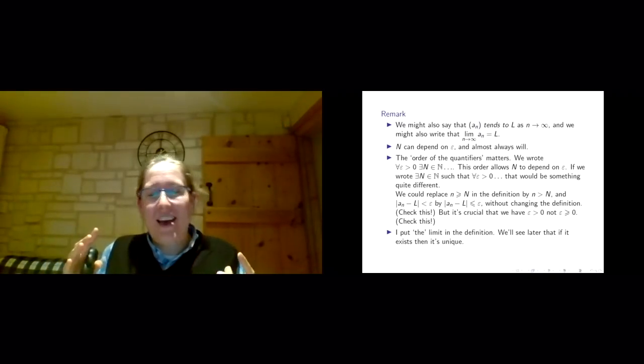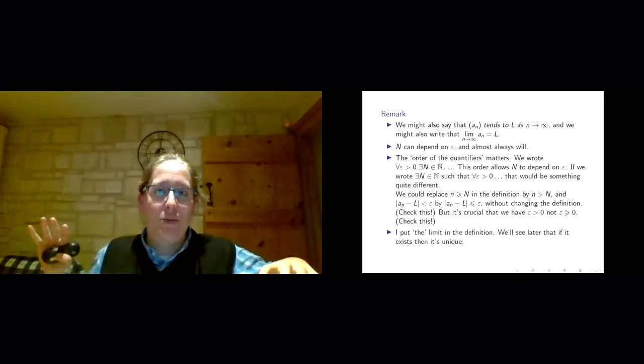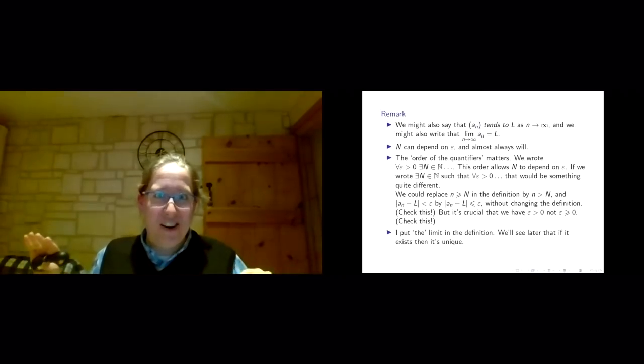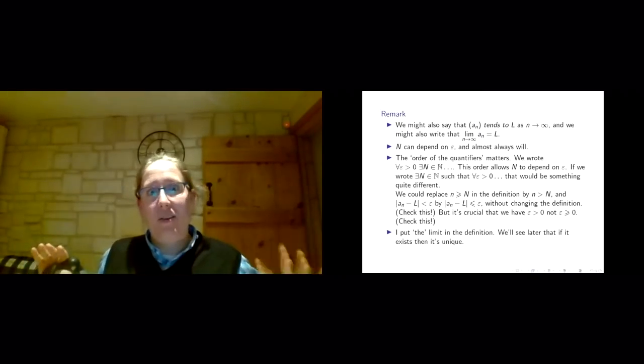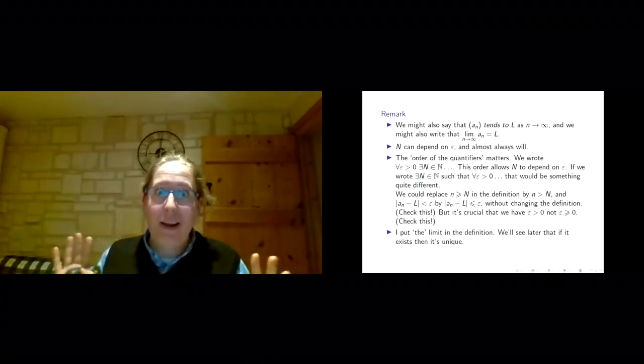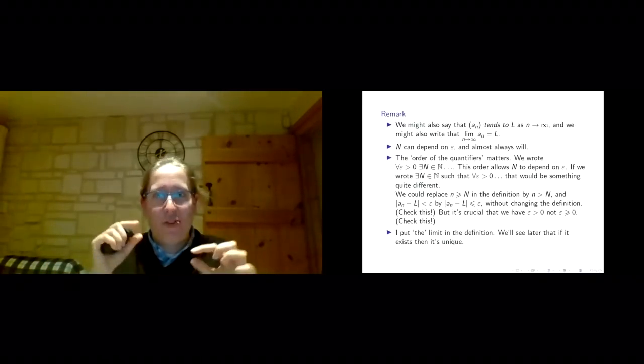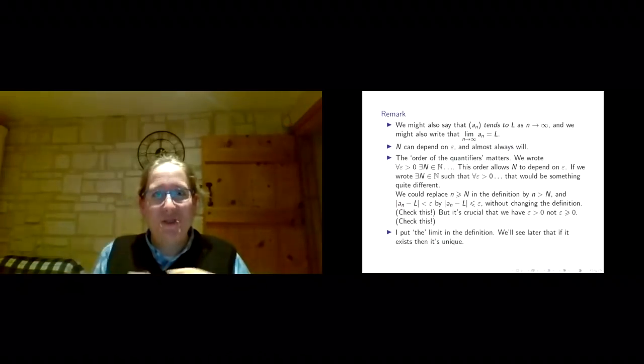If the definition had said there exists an N such that for all positive epsilon, that would mean we have to choose our N and put our cards on the table, and then our evil opponent can choose their epsilon, and that's something completely different. So it's really important when you're writing down these kind of statements that the quantifiers come in the right order to say what you want them to say.